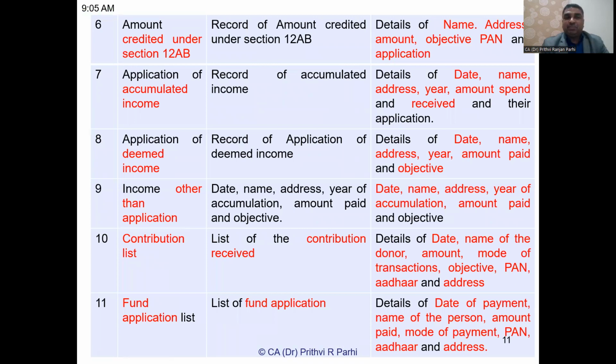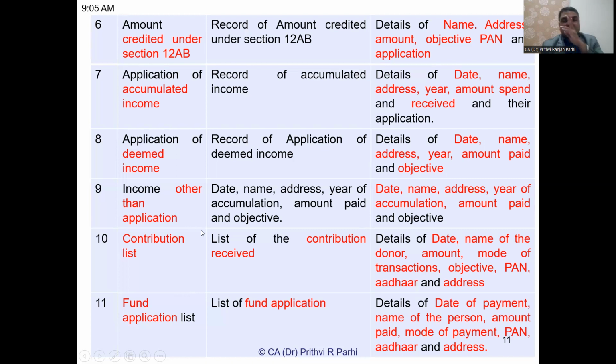Application of accumulated income. This is the next record. If income is accumulated, that record is also required to be kept, which should show date, name, address, year, amount spent, and received, and also their application. That record has to be kept. Application of deemed income. Certain transactions will be treated as deemed income. For that, you have to see what is required to be kept: date, name, address, year, amount paid, and objective. So this record is required to be kept.